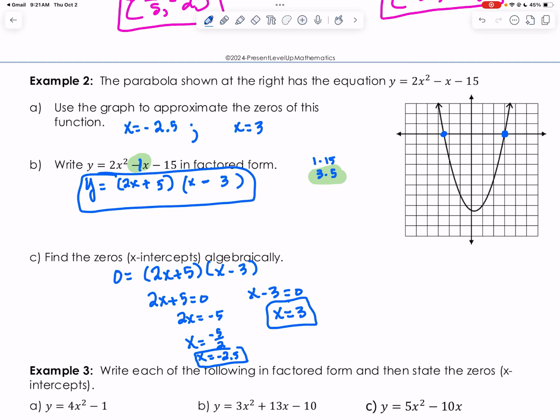Now, what I want you to notice is that when we found the x-intercepts algebraically, it matched the zeros that we found from the graph. So our factored form can help you find the zeros or the x-intercepts of a function. And you will be using this property all throughout this course.